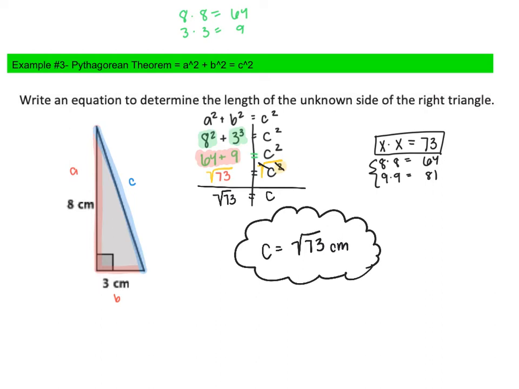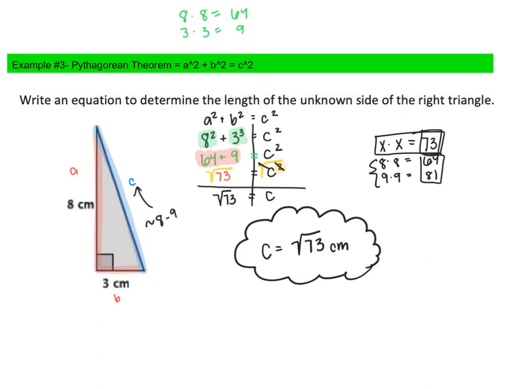The last thing I wanted to say here is that c, this is between 8 and 9. So it's about 8 centimeters long. So it's 8 to 9 centimeters long, because we know it's in between 64 and 81 for our square root.